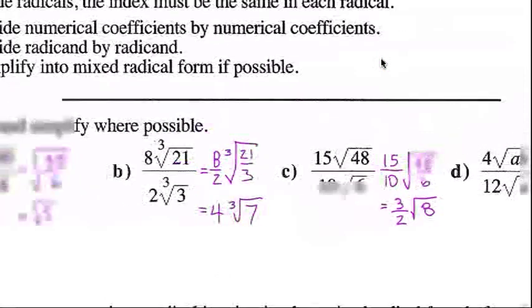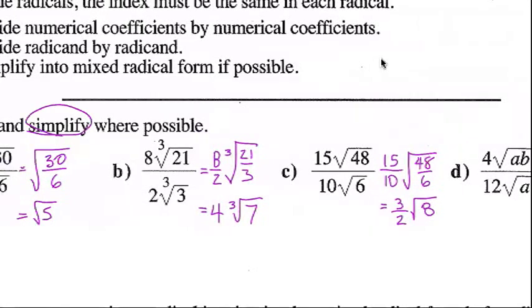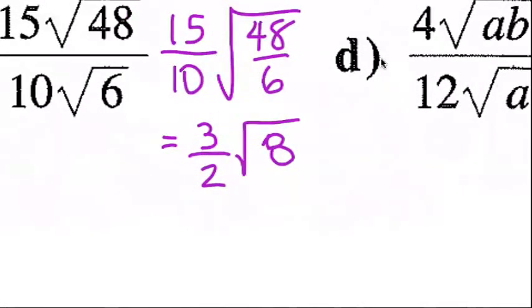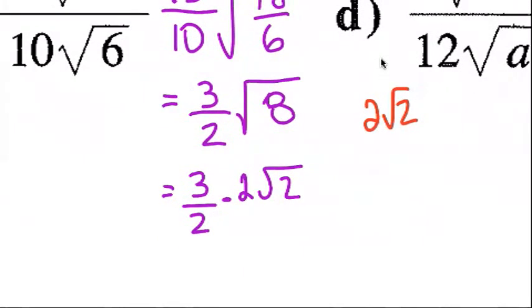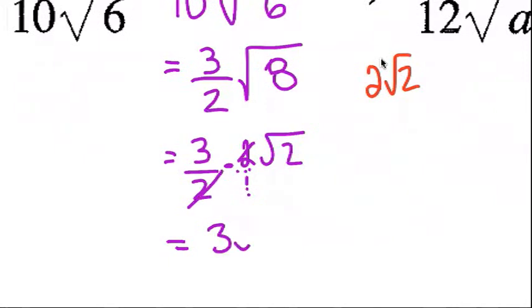But remember, it does say simplify where possible. And you should know by now that the square root of 8 simplifies to 2 square root 2. So I could rewrite this as 3 over 2 times 2 square root 2. And then, of course, when I multiply the fractions out, because this is technically over 1, these 2's will cancel, and I'm just left with 3 square root 2.